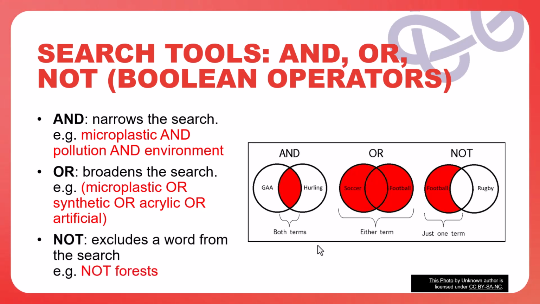Not, however, will exclude a word from our search. So we might say not forests. We might be looking at the impact of microplastics on the environment, but not in forest environments. The diagram shows that if we say football, not rugby, it will show us results that only mention football, and it will exclude them if they mention rugby at all. This could be something that you can use if you've got a lot of noise in your search. That's kind of a related thing, but it's not what you're focused on.